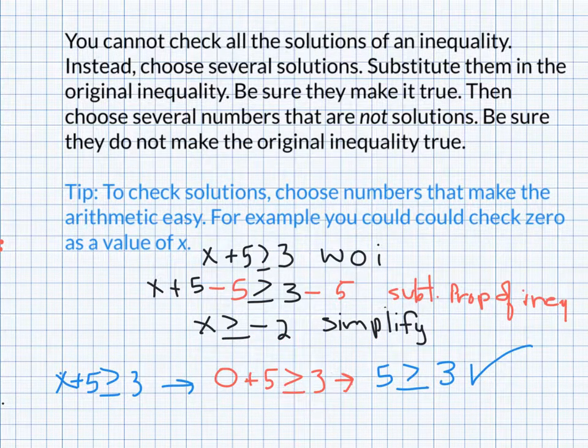And then I could graph. So if x is greater than or equal to negative 2, now I can plug in. So I can check my inequality. So here was my original inequality: x plus 5 is greater than or equal to 3. When I plug in 0, I had 0 plus 5 is greater than or equal to 3. That holds true because we drop the 0 and we end up with 5 is greater than or equal to 3. And that checks out.